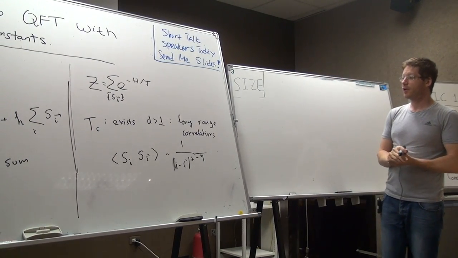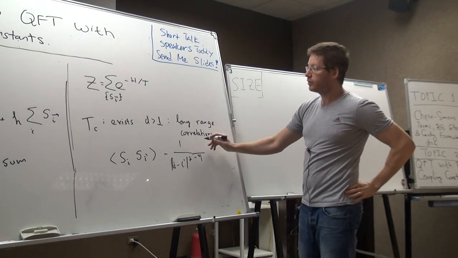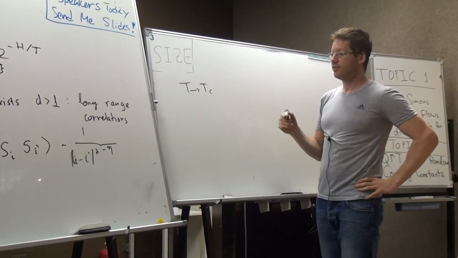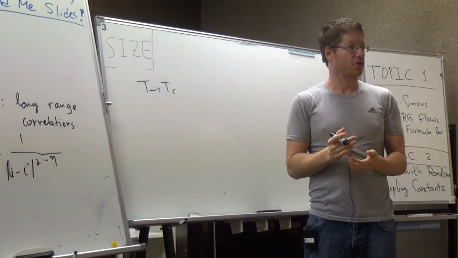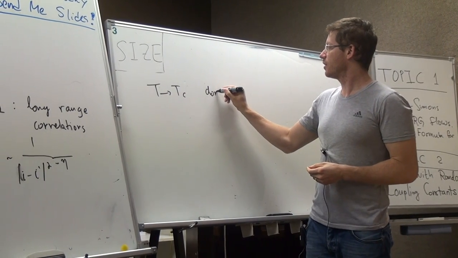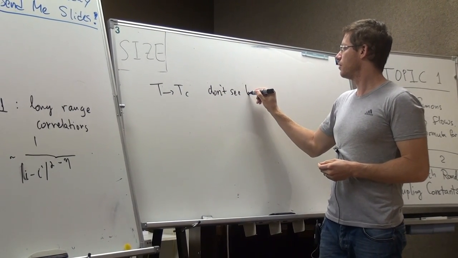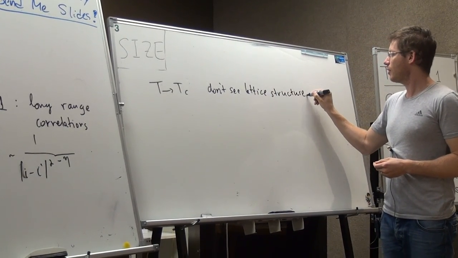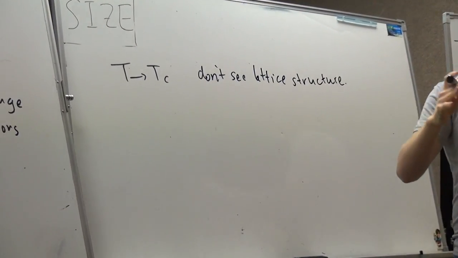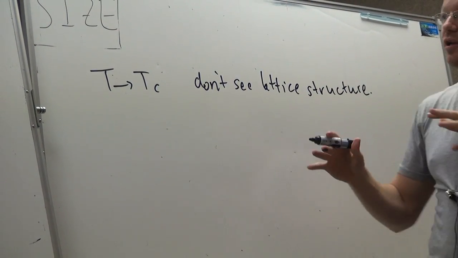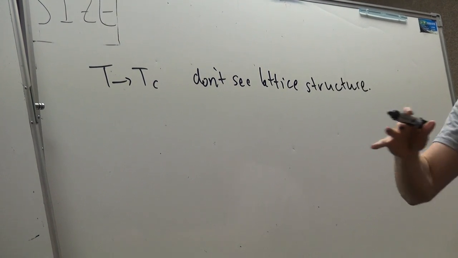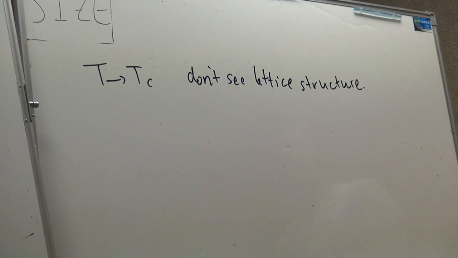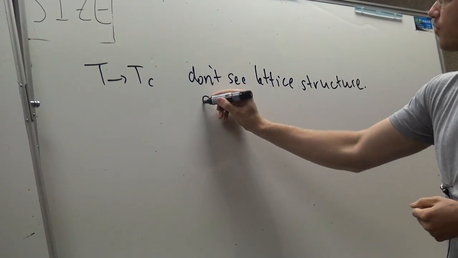Now, in quantum field theory, near this point, when T goes to Tc, because the correlation length is so large, we don't see the lattice structure anymore. We don't see the lattice structure because the correlation functions are so long range. If you look from afar, it seems like one continuum. And this is where quantum field theory arises, because there is a good continuum approximation.